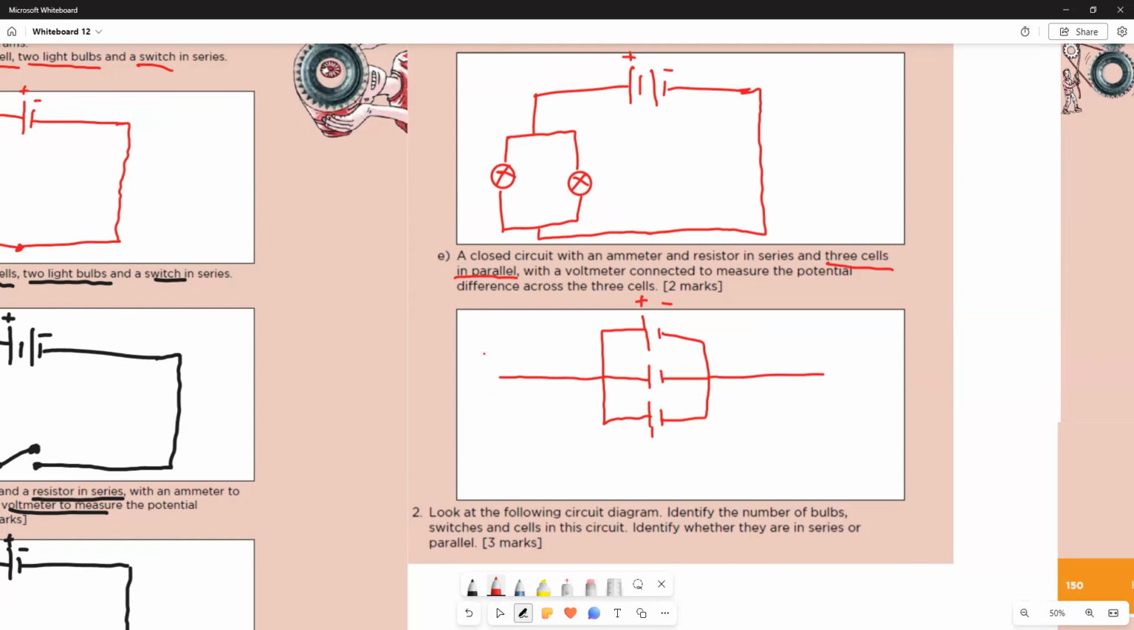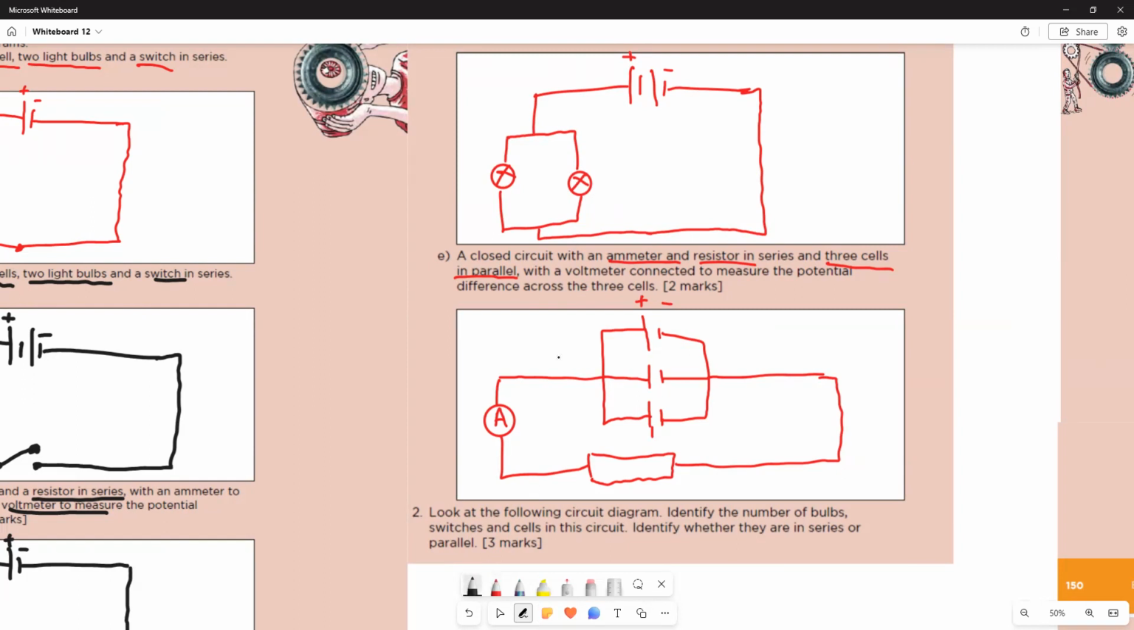And then they said an ammeter. So I'm going to put an ammeter here, right? Then they said a resistor. I'll put it there. And then they say what? Okay, let's see what we have so far. We put our ammeter, we put our resistor in series to the circuit with a voltmeter connected to measure the potential difference across the 3 cells.